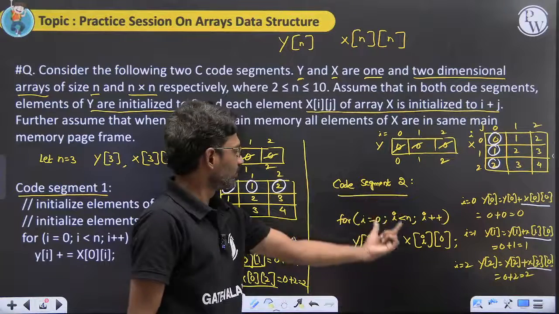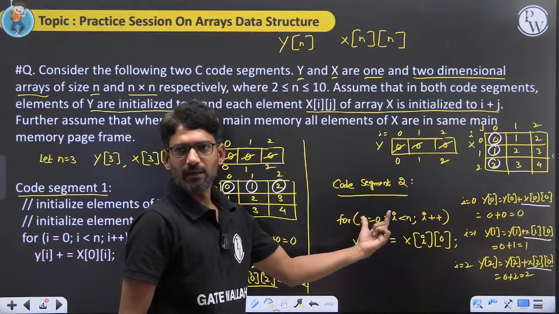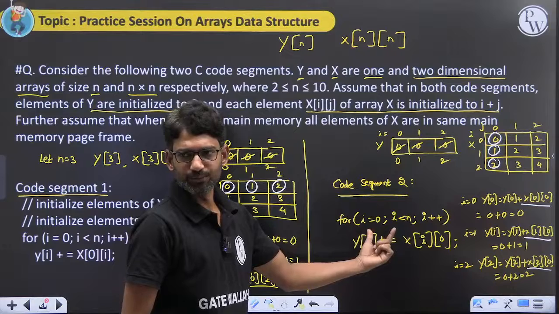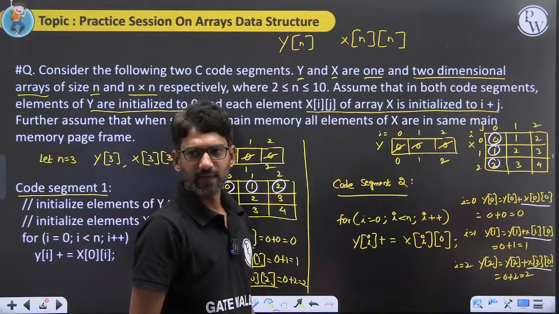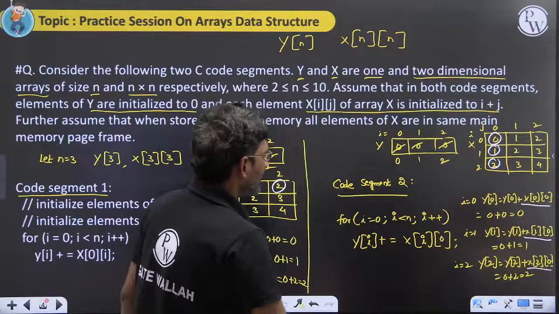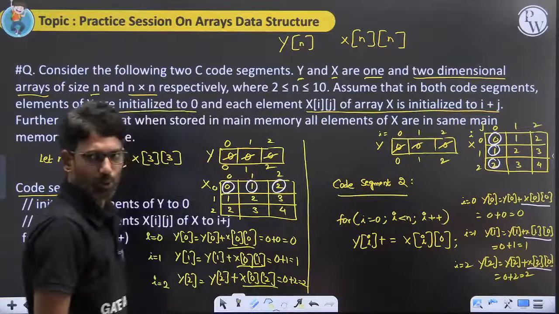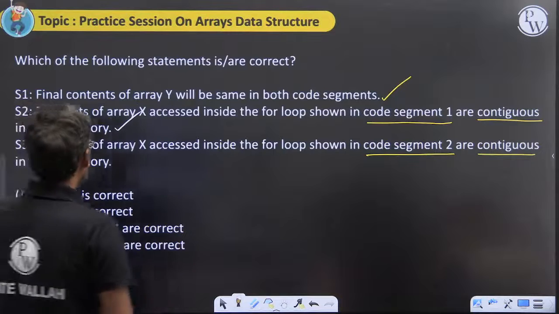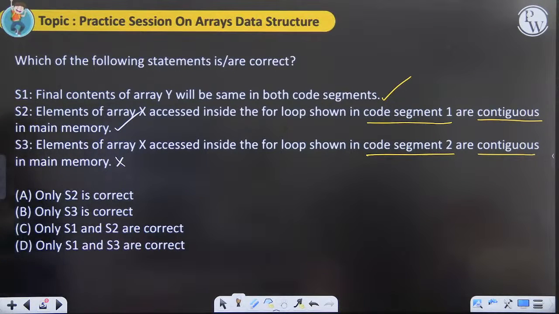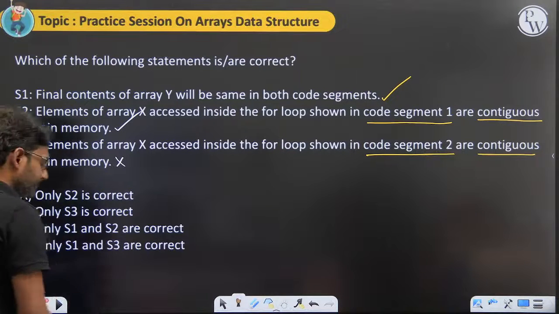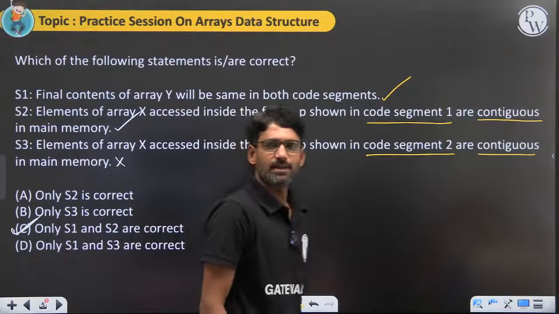Code segment 2 I have written here. Nishu, it was missing, so I have written it, handwritten. Are they contiguous? No. So it is wrong. So only S1 and S2 are correct. Option C is the right answer.